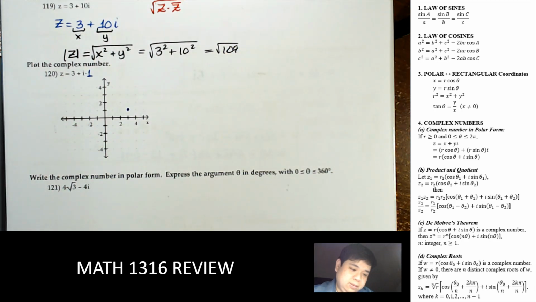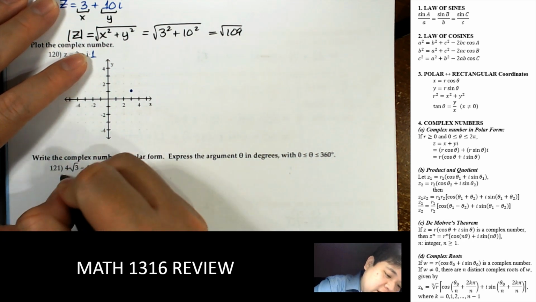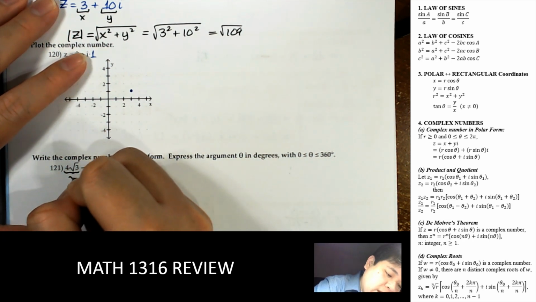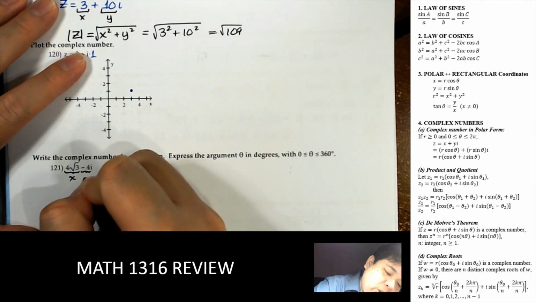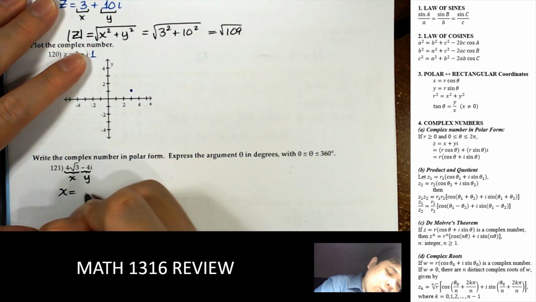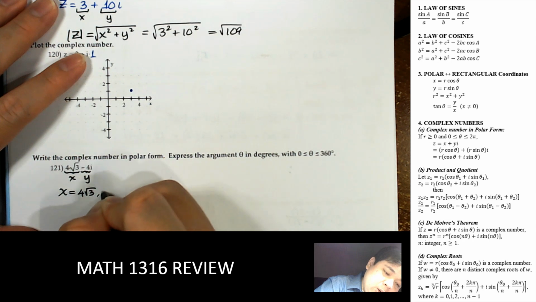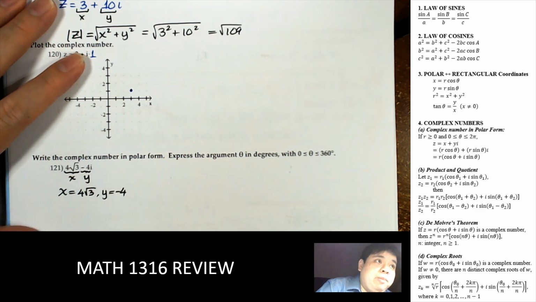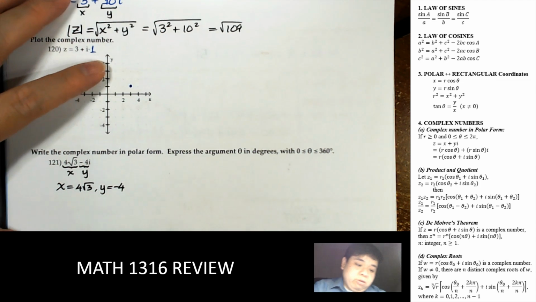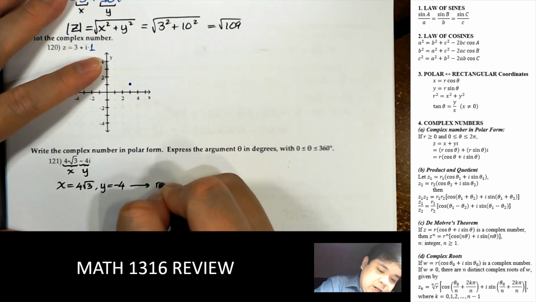Right. Next, write the complex number in polar form and express the answer in degrees. Oh, so that's very simple. Again, the real part is x, imaginary part is y. So x equals 4 square root of 3, y equals negative 4, and into polar form, so we're going to convert this into r and theta.